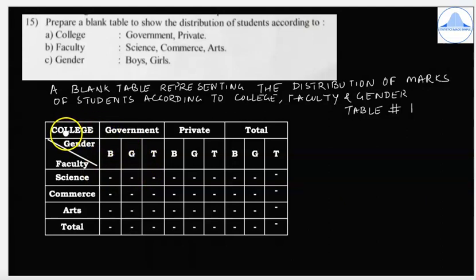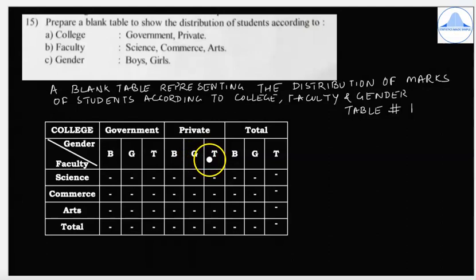So let me first take in the first row college, and college, you know, it is divided into 2 categories, that is government and private. Let us do this part first. Then these government colleges can be classified into boys, girls and total. Similarly, the students in the private colleges are also classified into boys, girls, and then you'll have a total column.